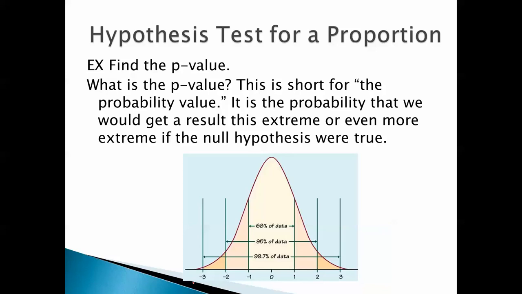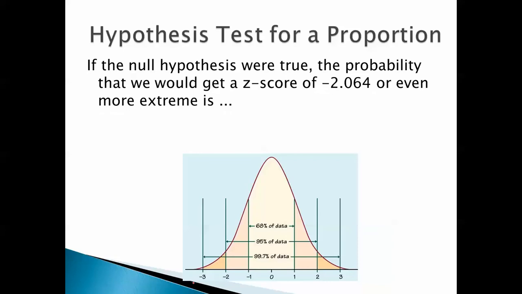Okay, now let's find the p-value. What is the p-value? This is short for the probability value. It's the probability that we would get a result this extreme, or even more extreme, if the null hypothesis were true. If the null hypothesis were true, the probability that we would get a z-score of negative 2.064 or even more extreme is, okay, we know how to do that. Here's negative 2.064 roughly. We can calculate that on the TI.